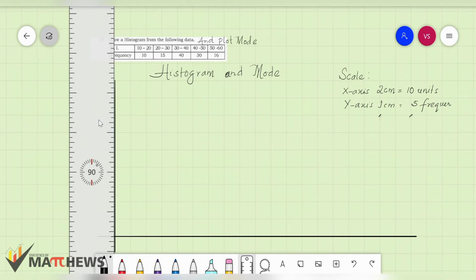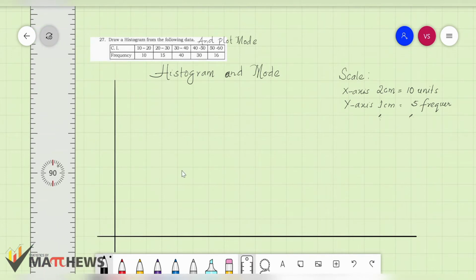Is that clear? Okay, right. As it has been told to you, if this is 0, this is 0 for us. So for me, 2 centimeters will be equal to 10 units. This is 20, this is 30, this is 40, and this is 50 and 60. Okay, and one more extra, 70. This is all about the x-axis.